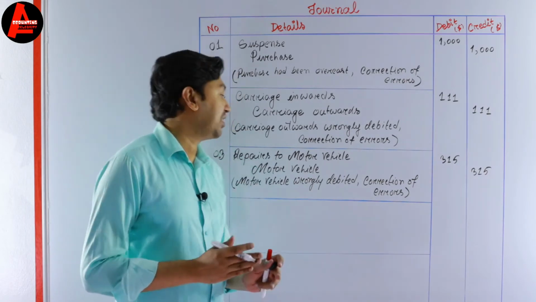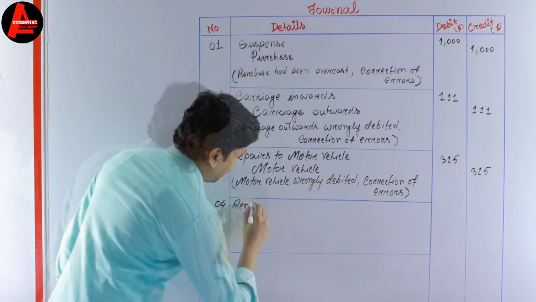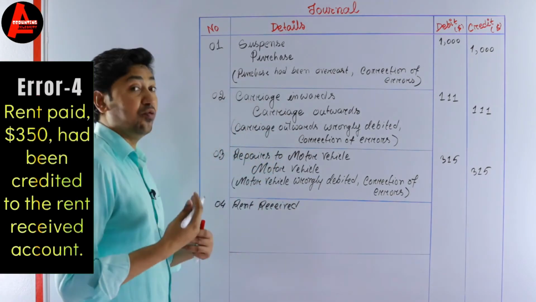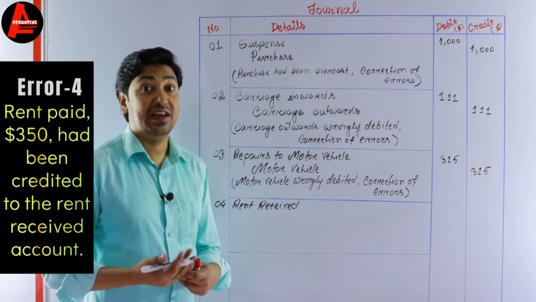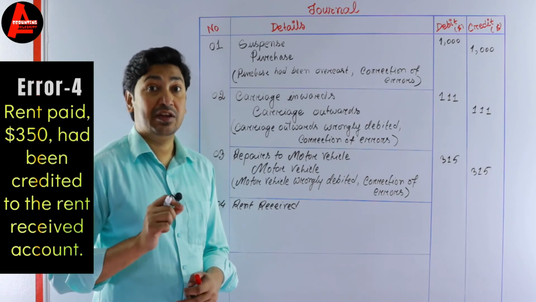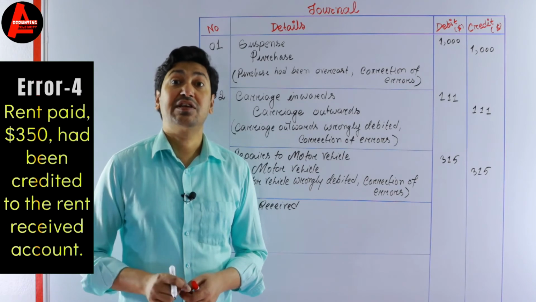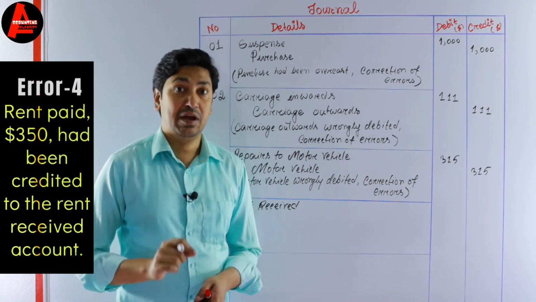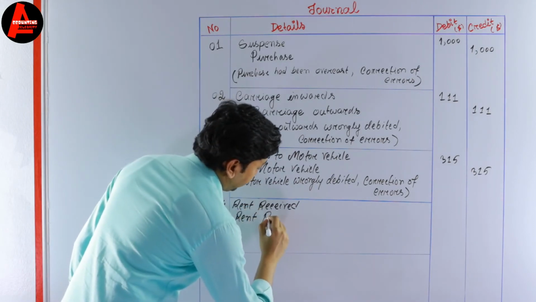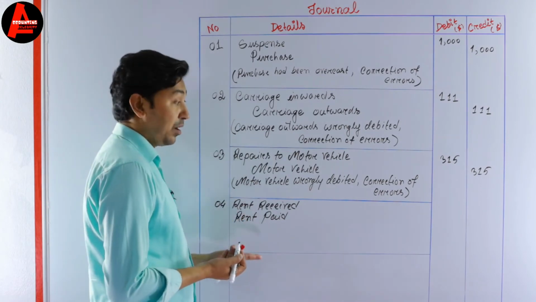So let us write here, first of all, rent receipt to be debited. And what about rent? Rent is an expense. So expense now will be increased to rectify this mistake. So now increasing in expense will be debited. So we will write here rent. It is payment, so we can write here rent paid. This account will be debited.